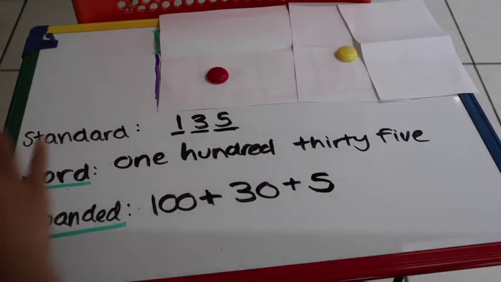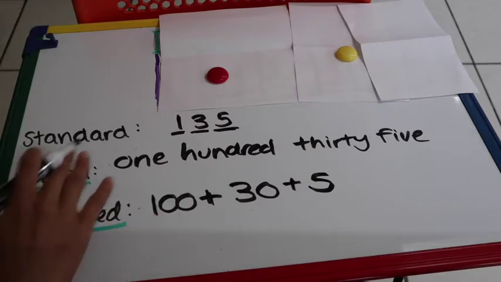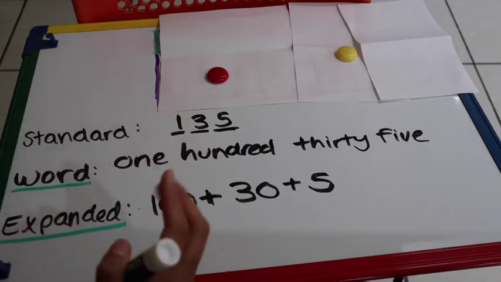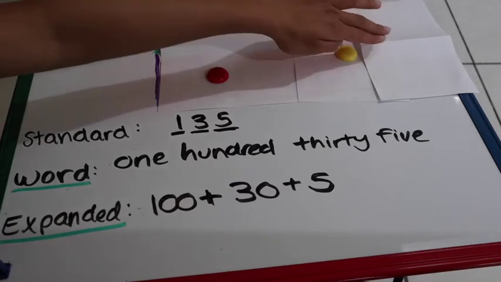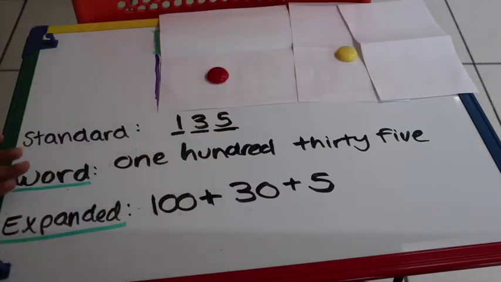So this is how you are going to be doing your video response question. But we're not going to use simple numbers like 135. We're actually going to work in the thousands period, and I will be removing these papers here, and we'll be using the chart to break down our numbers in word and expanded form.